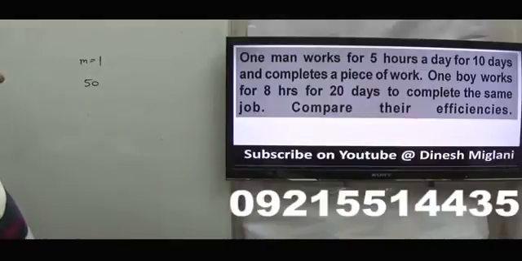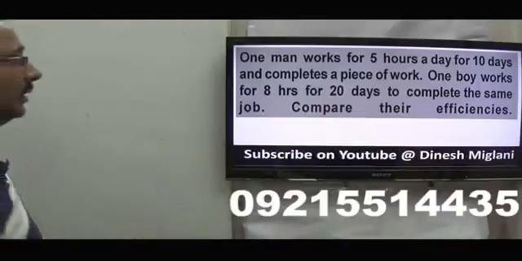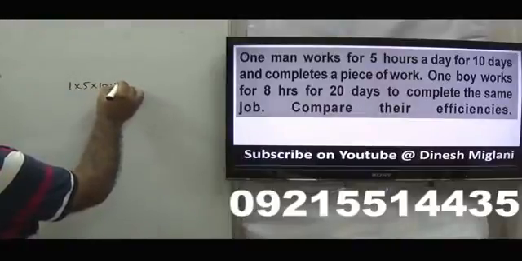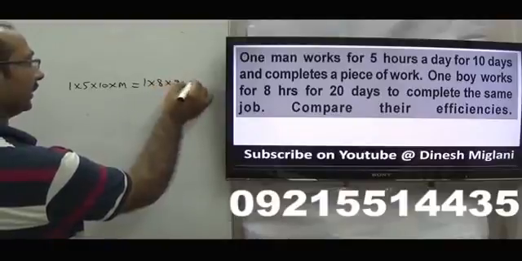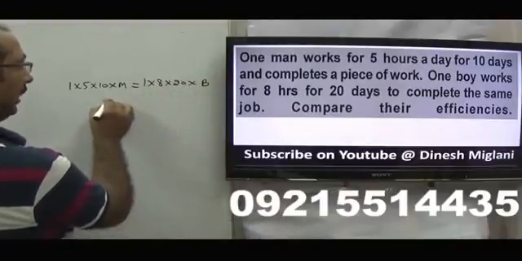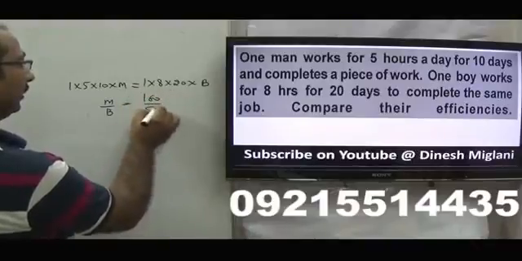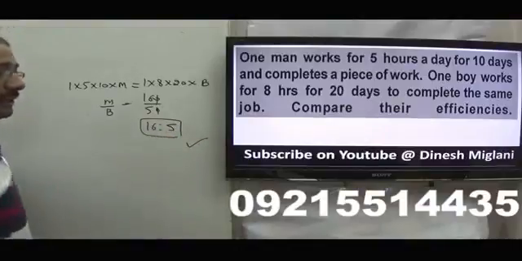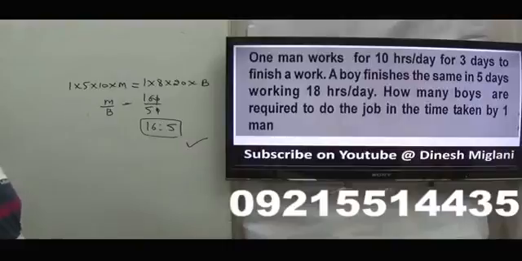Okay. And if I talk about the boy, just compare it by our basic formula: man into days into hours into efficiency. One man is there, 5 hours, 10 days, efficiency let us say M. Similarly, one boy, 8 hours, 20 days, and efficiency is B. Okay. Now M by B is equal to 160 upon 50. What we can say, 16:5. We can say that their efficiencies are in the ratio of 16:5. That becomes your answer.